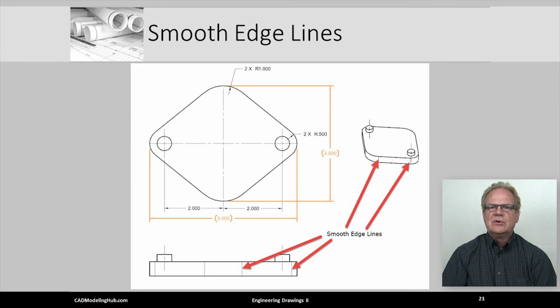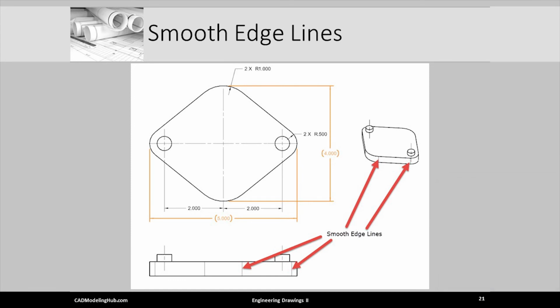Look at the lines labeled smooth edge lines. These are not real edges or transitions that you would ever see on the physical part. The CAD systems put these in by default. However, in orthographic views, they should be turned off and not shown. I have chosen to leave those smooth lines in the pictorial view because I believe they help the novice modeler as they visualize the 3D part.